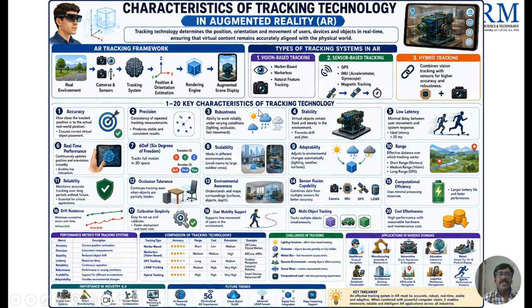The 20 key characteristics of tracking technology are going to be discussed in the upcoming slides in detail. These are accuracy, precision, robustness, stability, low latency, real-time performance, degrees of freedom, scalability, adaptability, range, reliability, occlusion tolerance, environmental awareness, sensor fusion capability, computational efficiency, drift resistance, calibration simplicity, user mobility support, multi-object tracking, and the last one is cost effectiveness.